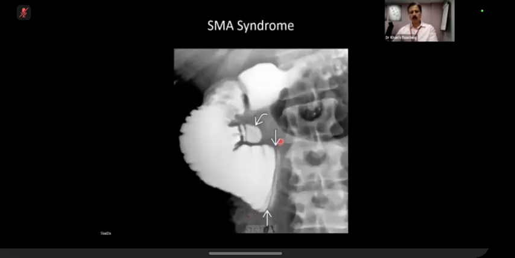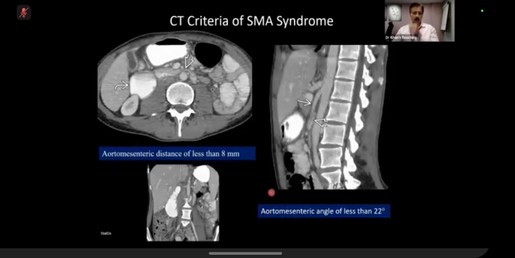And so a classical band-like structure here. This, by the way, is a diverticulum. You already know this. So this is known as SMA syndrome. SMA syndrome also can be very symptomatic. Please remember that. And CT has got some other criteria.